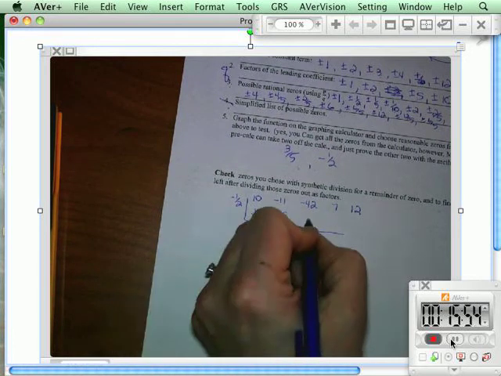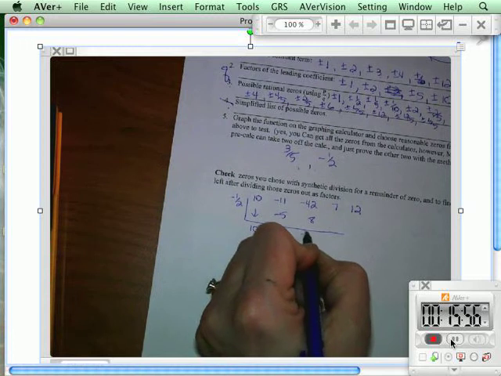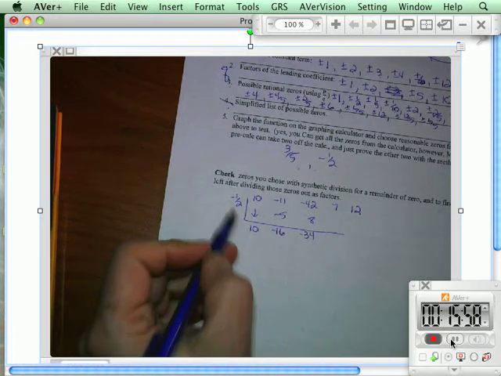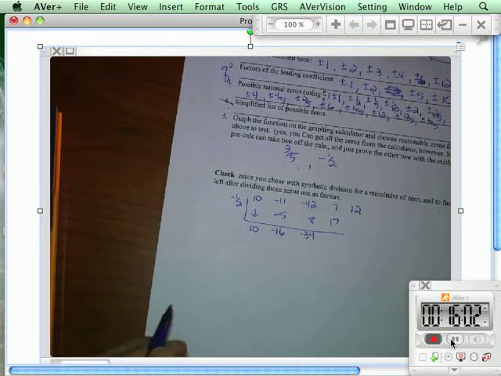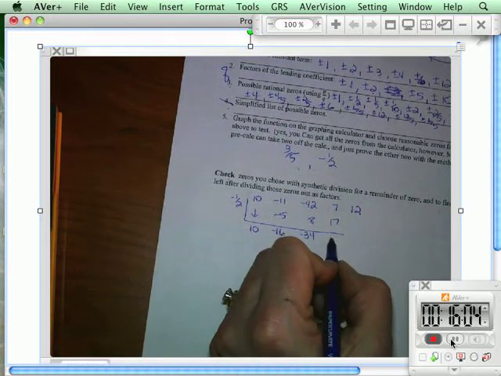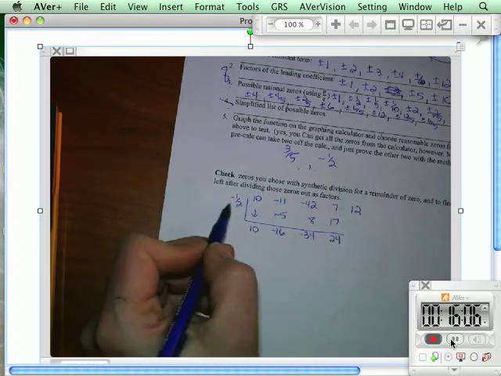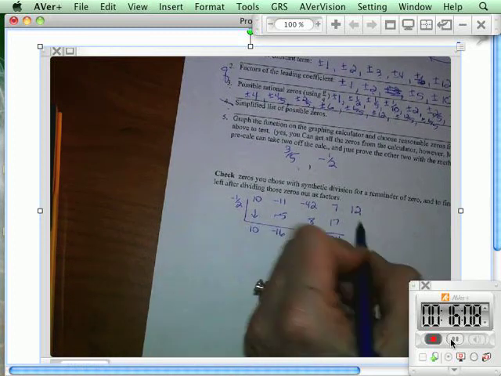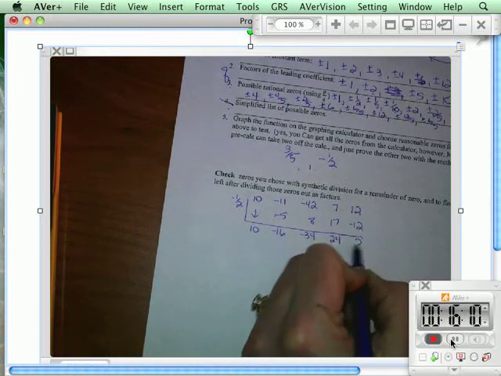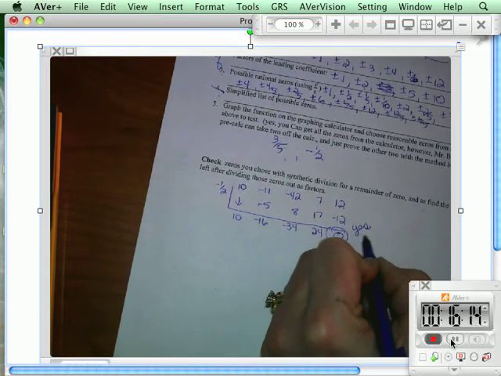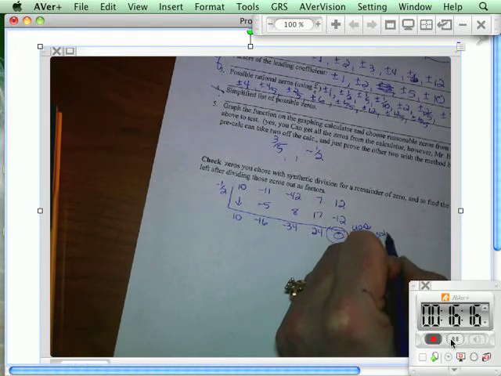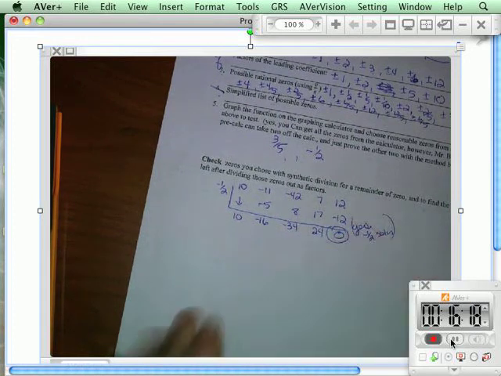That becomes negative 34. Half of negative 34 is positive 17. And that becomes 24. And then negative half of 24 is negative 12. And that becomes 0. So this tells me, yes, for sure, negative 1/2 is a solution. Okay? All right. Now I'm going to test 3/5.